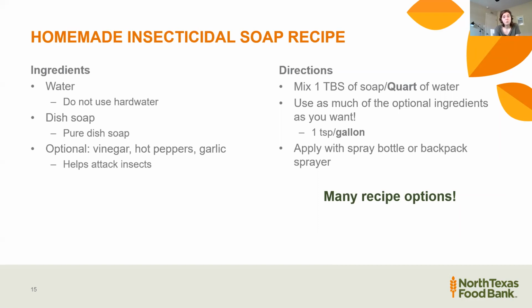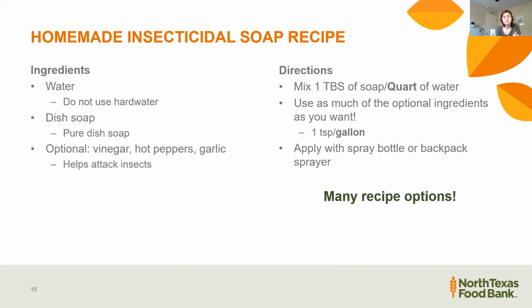It's 1 tablespoon of soap per quart of water. You can use as many optional ingredients as you want. Just be mindful that the recipes I saw online said 1 teaspoon of these optional ingredients per gallon. So if you're going to go down to a quart, that's really not a lot of vinegar or hot peppers or garlic. But again, go ahead and do what you want.